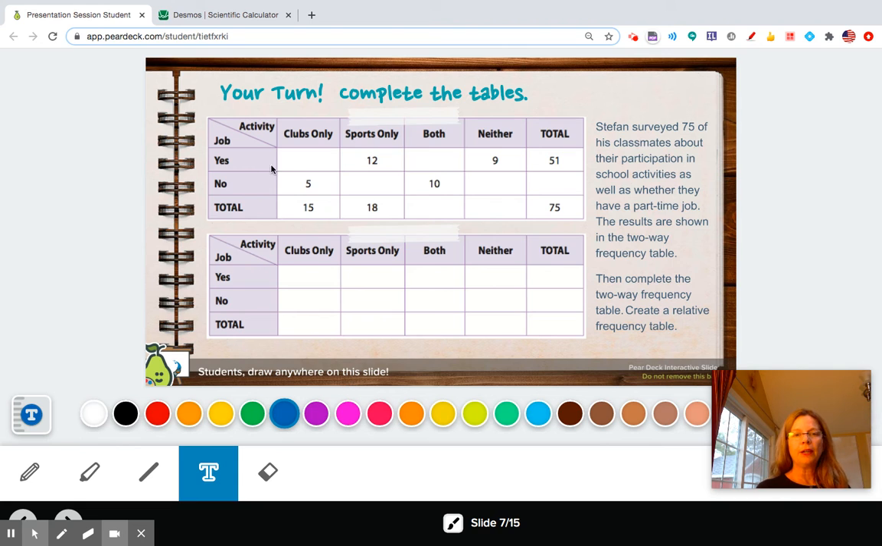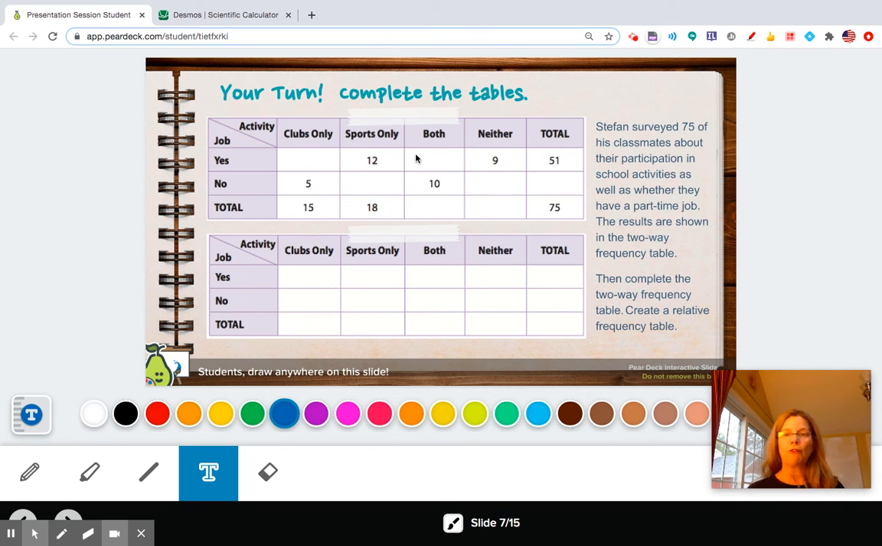What we notice here in the top, and the context is all written, so we want you to always read the context. He surveyed 75, there's the 75, of his classmates about their participation in school activities as well as whether they have a part-time job. And so the "do you have a part-time job" is the yes or no, and what activities he's asking them about is up here. And the results are shown.